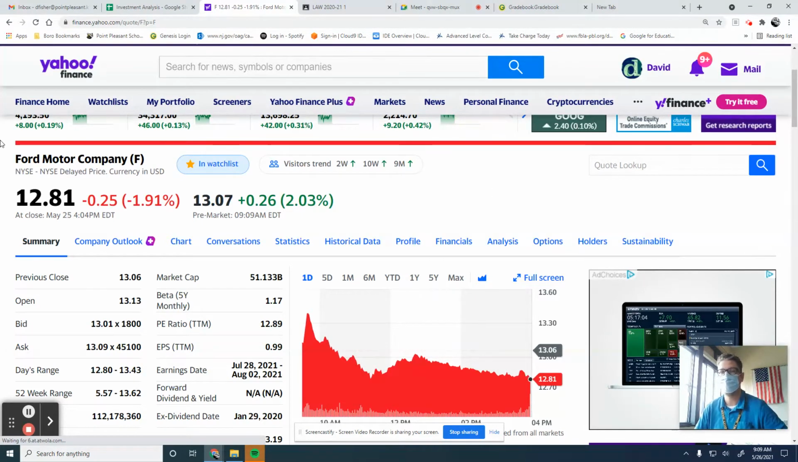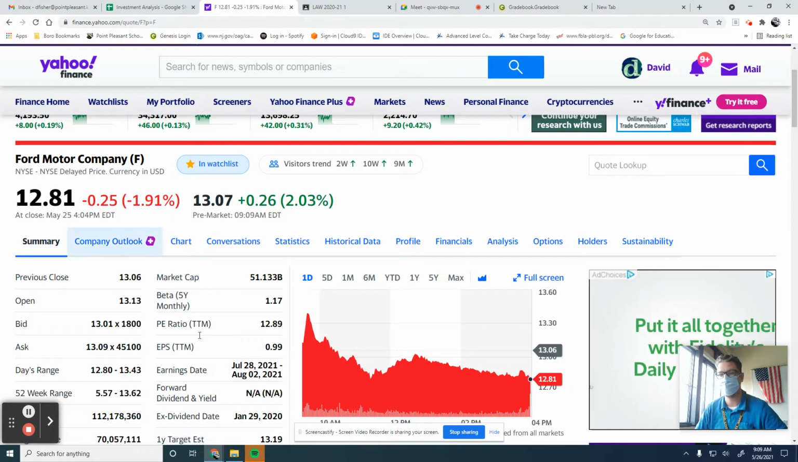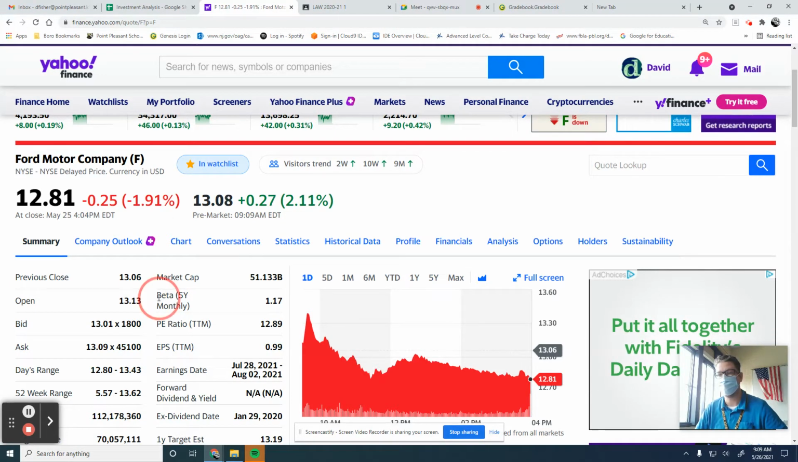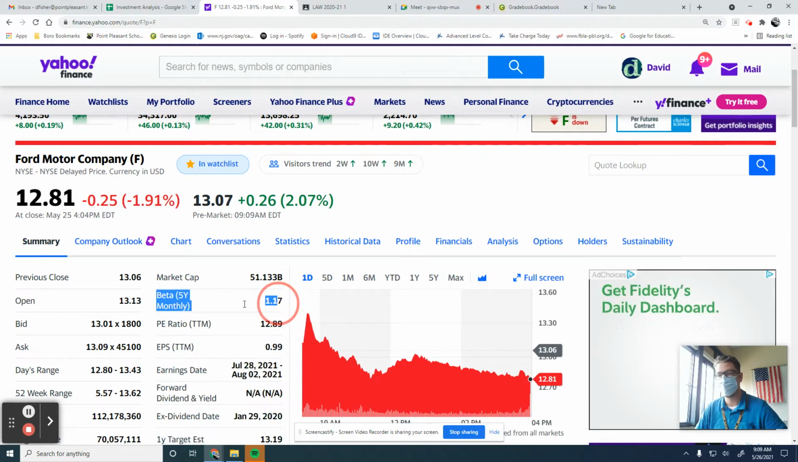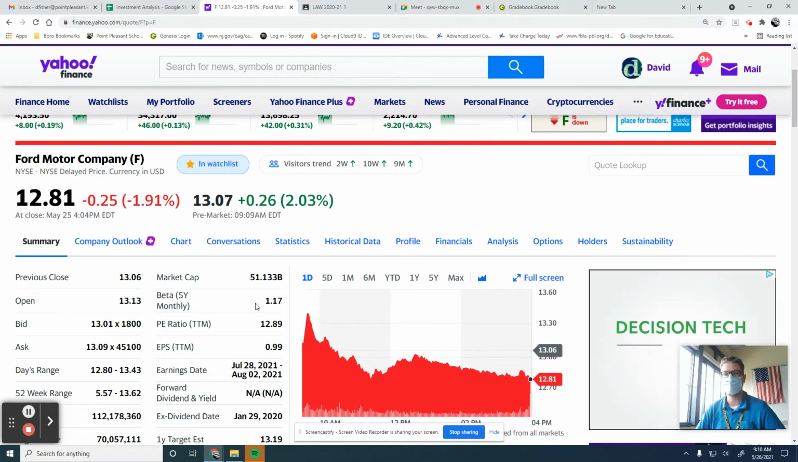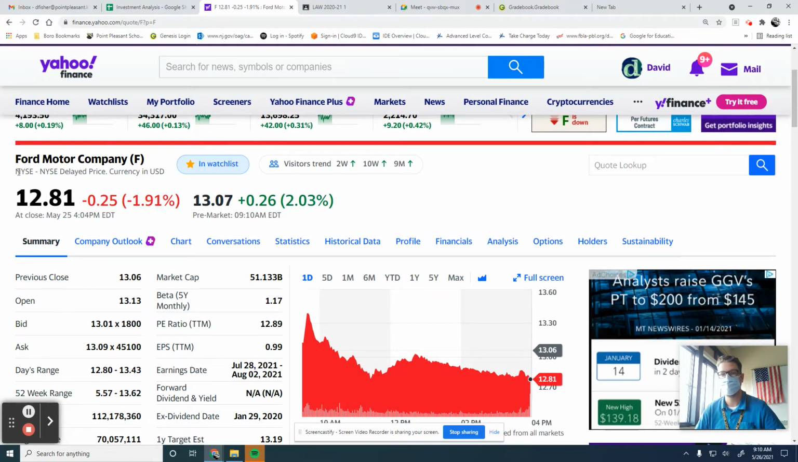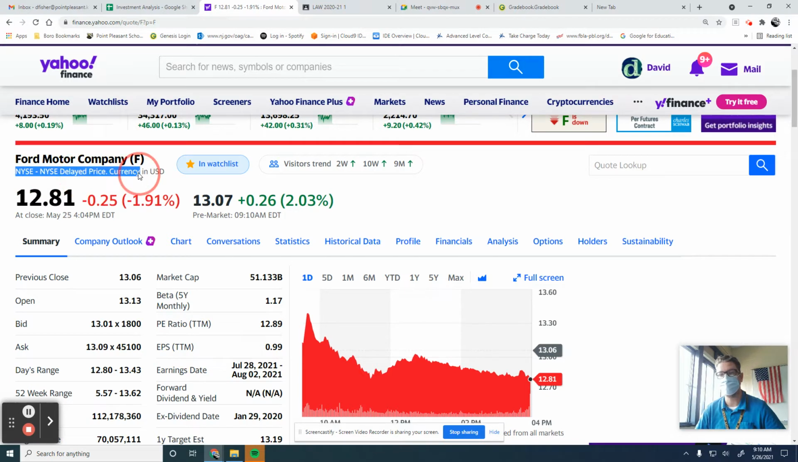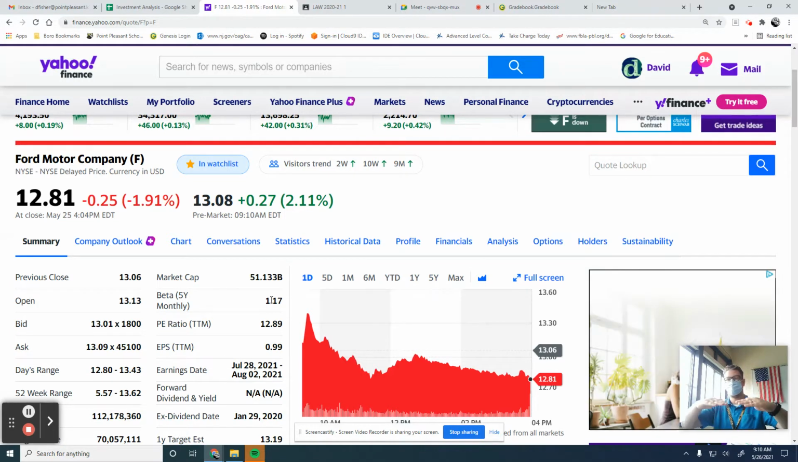So I'm here on Yahoo. I'm looking at Ford Motor Company, and you can see the stock price and all that good stuff here on the summary. And this is sort of where we're going, the beta score. So the Ford beta score is 1.17 today. A beta score close to 1 or exactly 1 means that that stock goes right with the market that it's in. So for example, if the New York Stock Exchange as a whole market is up today, there's a very strong correlation that Ford will be up. It's going to go right with the market, up and down with the market.